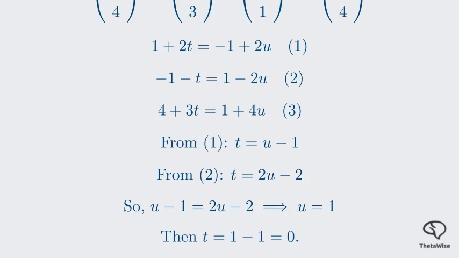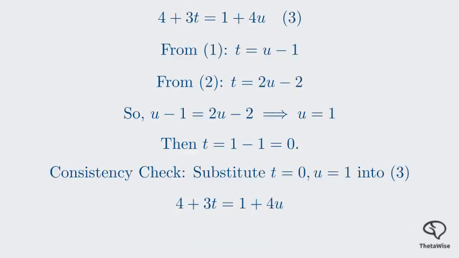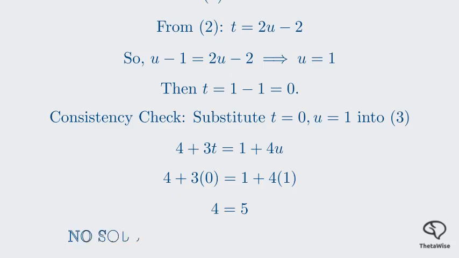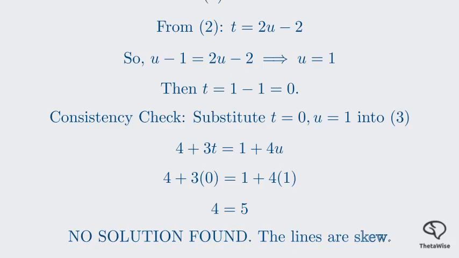Now we perform the consistency check using the third equation. Substitute t as 0 and u as 1 into equation 3. We get 4 plus 0 equals 1 plus 4. This simplifies to 4 equals 5, which is a false statement. The inconsistency of the system means there is no solution, and therefore no intersection point. Since the lines are not parallel and do not intersect, we can conclude with certainty that they are skew lines. This confirms our understanding of 3D geometry.